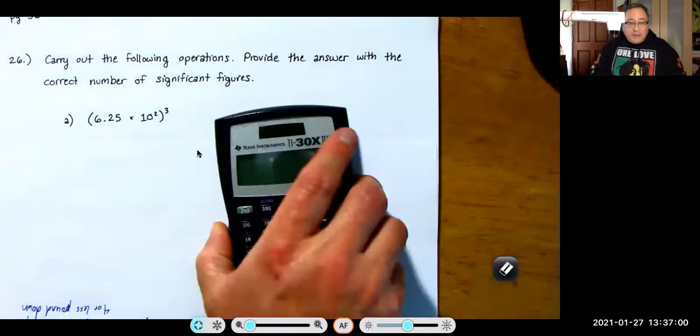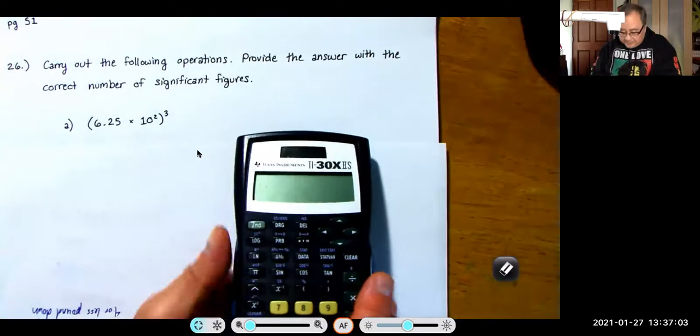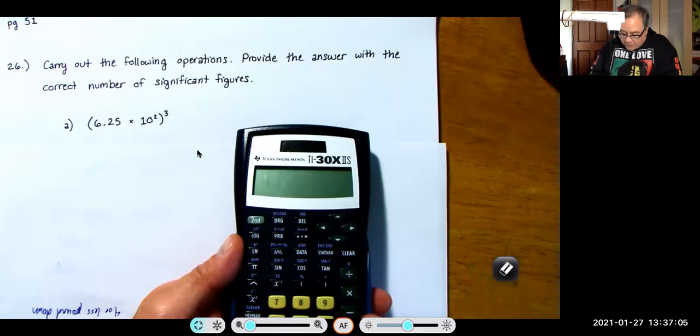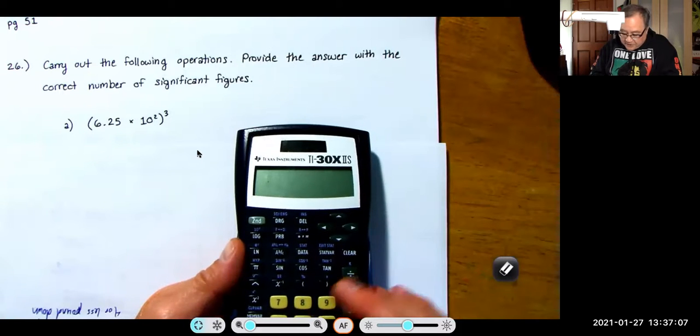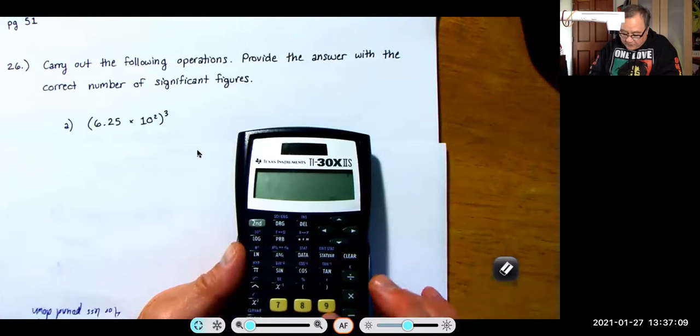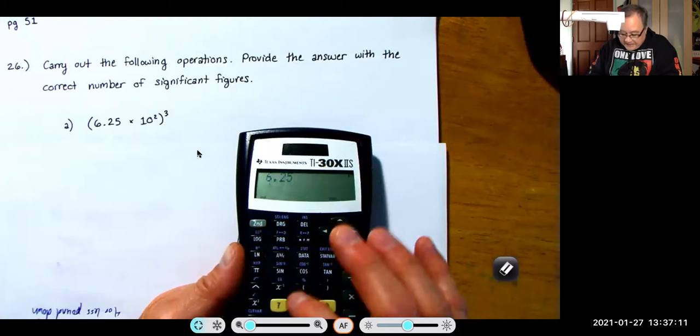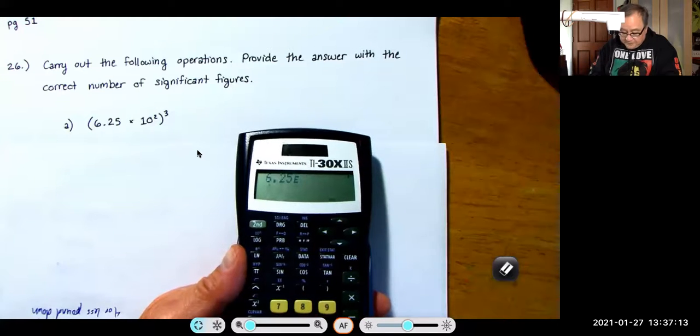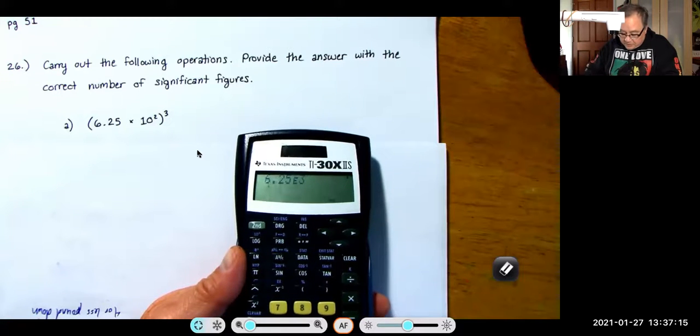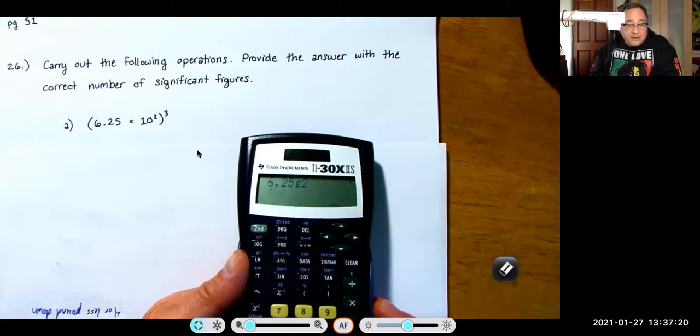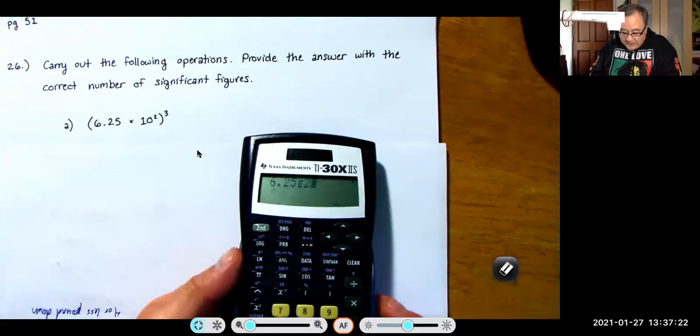Now I'm going to show you how I put this into my calculator. I write 6.25, well, I need to turn it on, 6.25 second EE 2, and I want to raise this to the 3rd power, so I can do caret 3, and I'll get the correct answer.